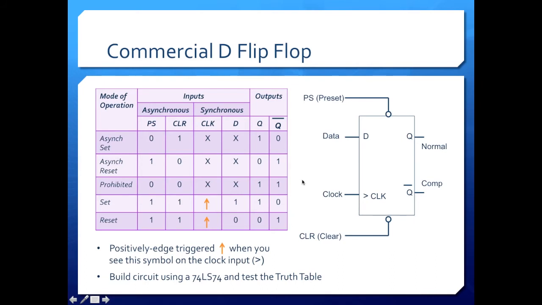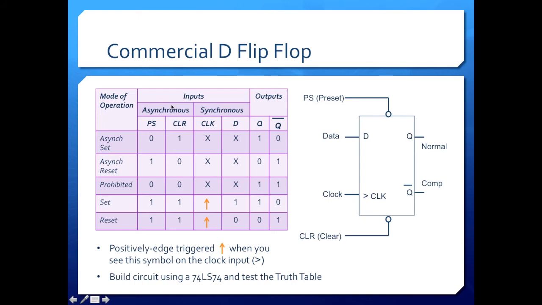Okay, the second thing you're going to do is build a commercial D flip-flop. So you're going to need a 7474 chip to do that. And you're going to need to wire it up. And the same thing, you're going to have two LEDs, one green on Q, one red on Q naught. And then you're going to have to wire this preset and clear as well. And you're going to have to test each mode.